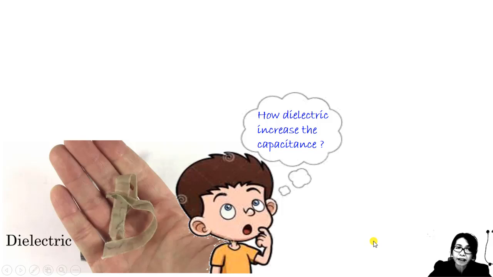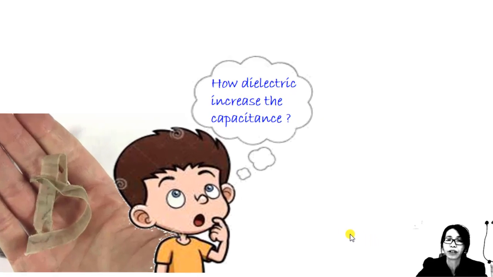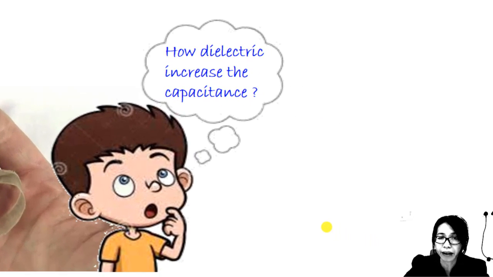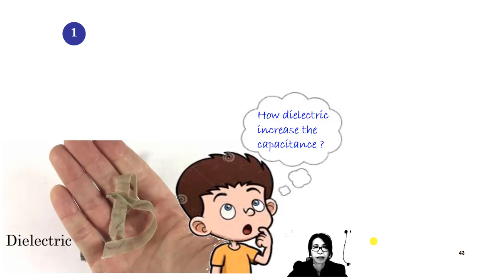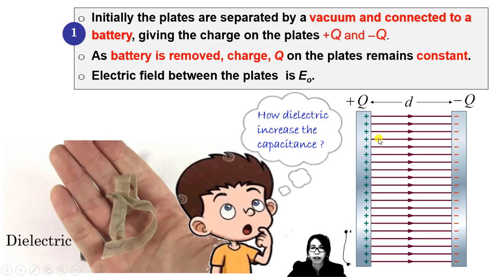So class, now let us zoom in and see clearly how the dielectric might actually increase the capacitance. So, we consider an air-filled capacitor. Initially, the plates are separated by vacuum, or free space, and connected to a battery, giving the charge on the plates as positive Q and negative Q. After that, we remove the battery.